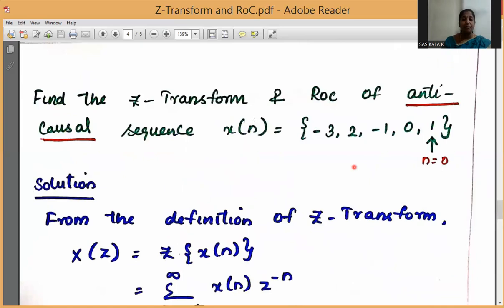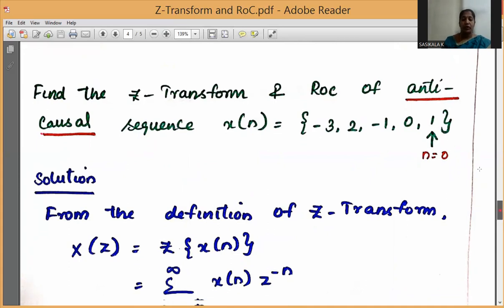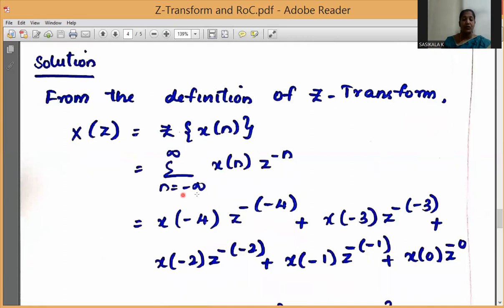So already from our problem, we understood that x of n varies from n is equal to minus 4 to n is equal to 0. So here your summation varies from n is equal to minus 4 to 0. So you have to substitute n values from minus 4 to 0.